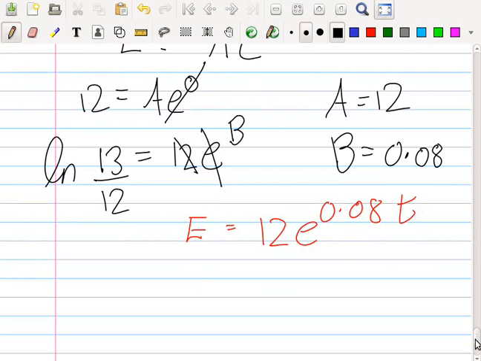So if you were to put a little graph of this, do you remember when we did graphs of E? What shape would it be? Above or below? Above. Increasing or decreasing? This is A positive, B positive, so that graph looks like that. Right, part B.